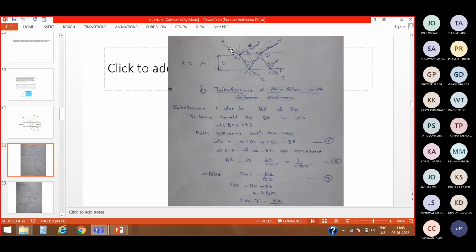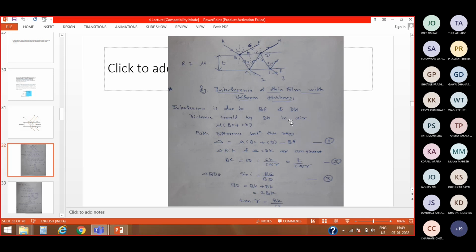So the same expression I had written here. A is the light incident here. At point B, some amount of light gets transmitted, some amount of light gets reflected. So the interference is due to light BF and DG. तो इंटरफेरेंस का किसकी वजह से हो रहा है? The interference happens because of the light BF and DG.